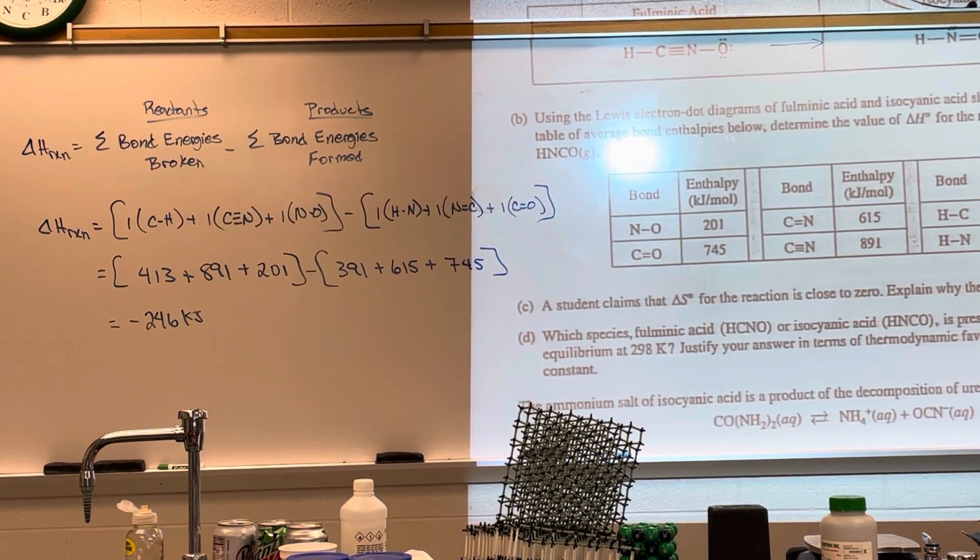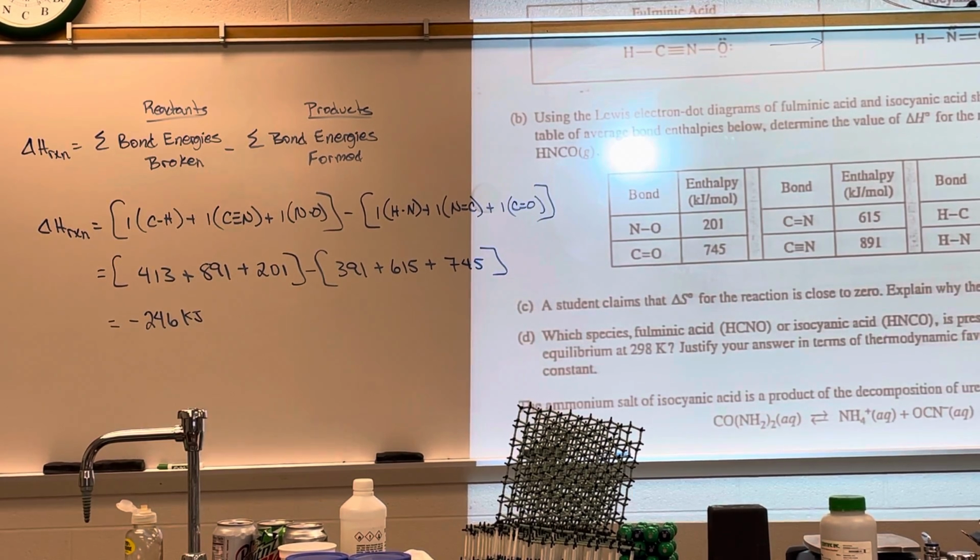All right. Remember, for changes in entropy, we look at moles of gas. Since it's one mole of gas to one mole of gas, there's no change, and so the delta S is going to be near zero.